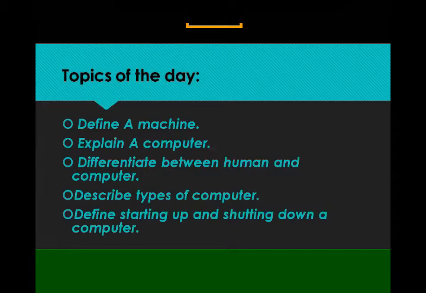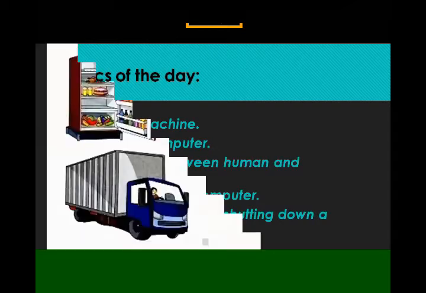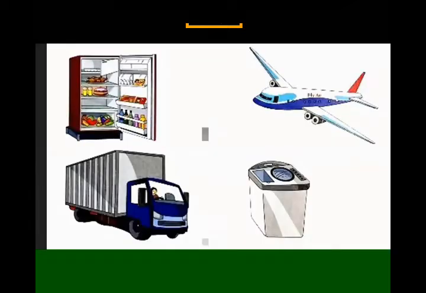Okay, first we will start the topic define a machine. Let's see this picture. Have you ever seen these things before? Hope you have seen, because we use these things in our daily life. What are these things called? You all know, I think, the name of these things, but what do we call them? We call them machines. These are different types of machines.